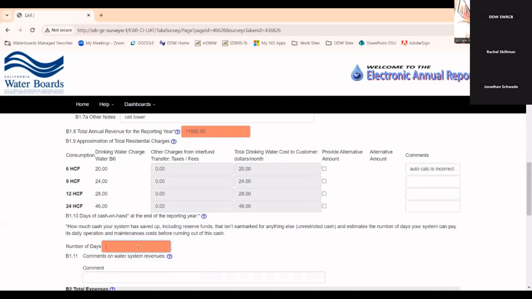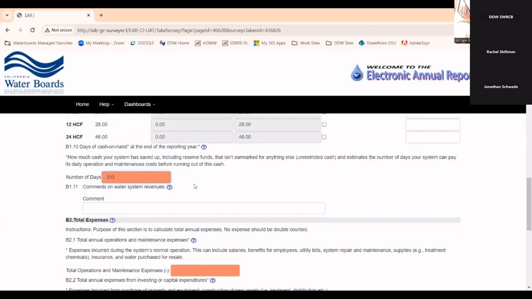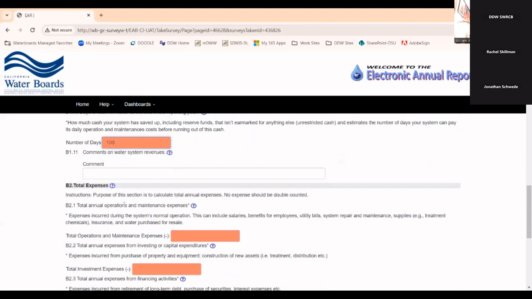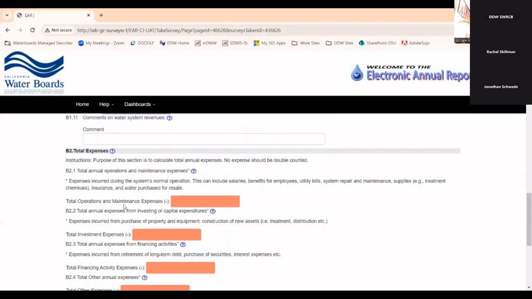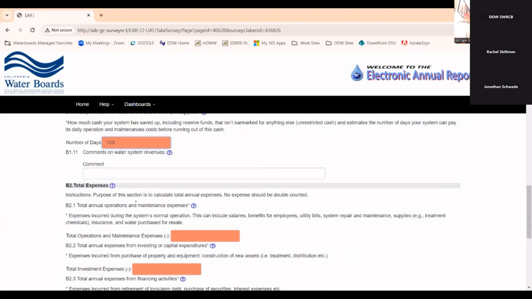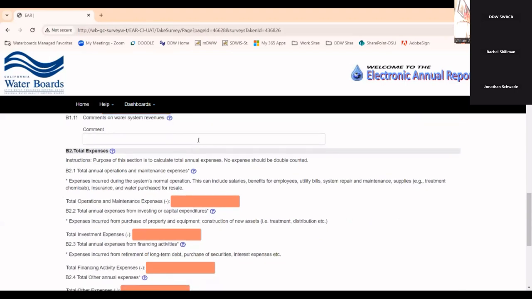So after B1.9, we're going to be asked what the number of days of cash on hand is for your water system. Now, this isn't a monetary amount. This is literally the number of days that your water system has to pay for all of its infrastructure until it can no longer pay it. So let's say you have a reserve fund of $100 and a maintenance fee of $1 per day. With that in mind, you would say my number of days of cash on hand is technically 100, because I only have enough money to sustain my water system for those 100 days within my reserve fund, if that makes sense. I've just seen some confusion as to whether people think it's the amount of the reserve fund, but no, it's specifically the actual number of days. And then you can always provide a comment on your revenue in B1.11.